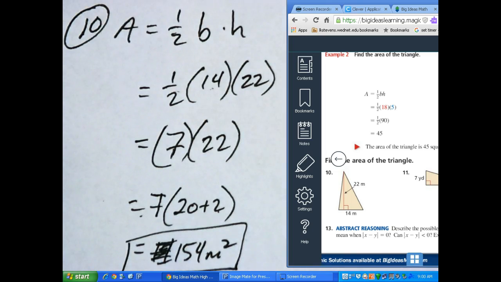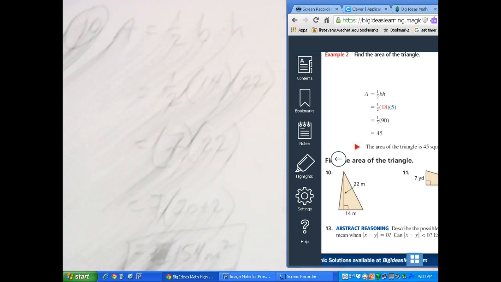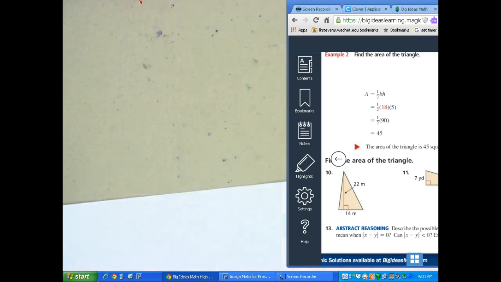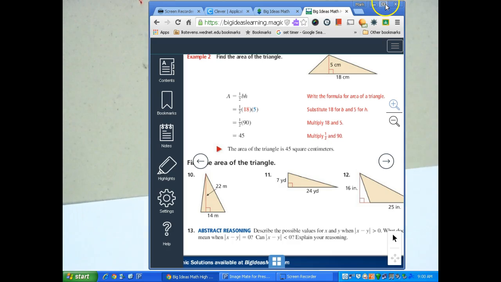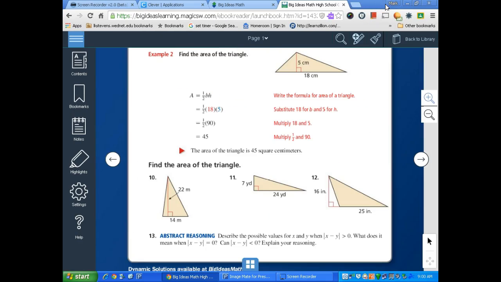All right. Any questions? No? Do we have an answer for 11? Anyone volunteer their answer for 11? All right, Jordan, what do you got? 84? Good. So you're dealing with 7 times 12, right? You take half of the base. That's 12. 7 times 12 is 84. Good, square units. How many got 84 square units on 11? Nice work.